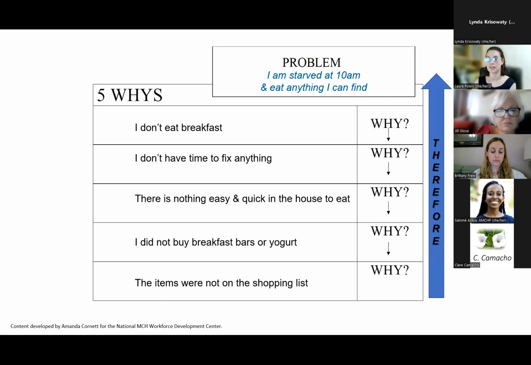And so just to illustrate the therefore logic, if you want to test your logic and think, am I doing this correctly? What you can do is start at the bottom with your root cause and then say therefore. So you could say, the items were not on the shopping list. Therefore, I did not buy breakfast bars or yogurt. Therefore, there was nothing quick or easy to eat in the house. Therefore, I didn't have time to fix anything. Therefore, I didn't eat breakfast, and because of that, I'm hungry.